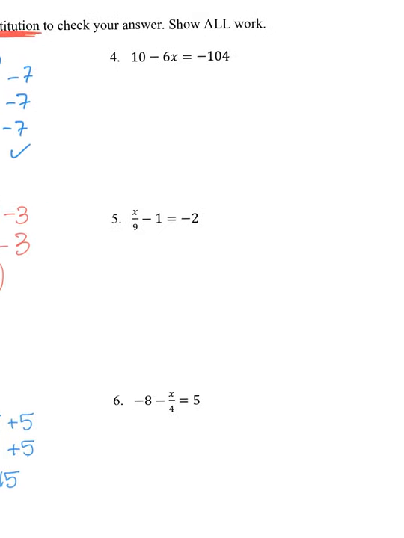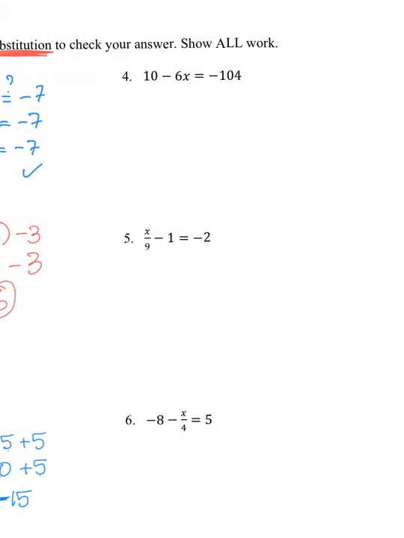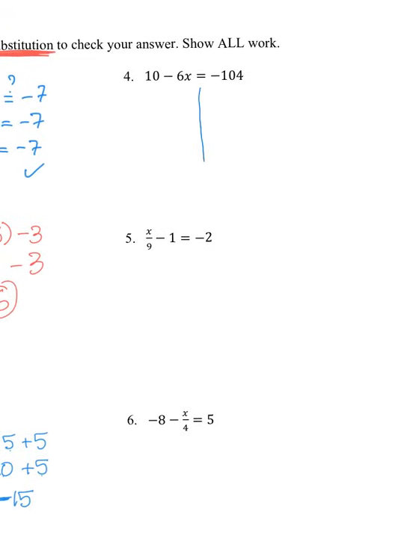I'm gonna do number 4. Draw the line. 10 minus 6x is equivalent to negative 104. So this is harder. Now, what is the constant? Constant is a number by itself. So 10 is the constant. Now there's nothing in front of it, so it's a positive 10. So what should I do to get rid of that positive 10?